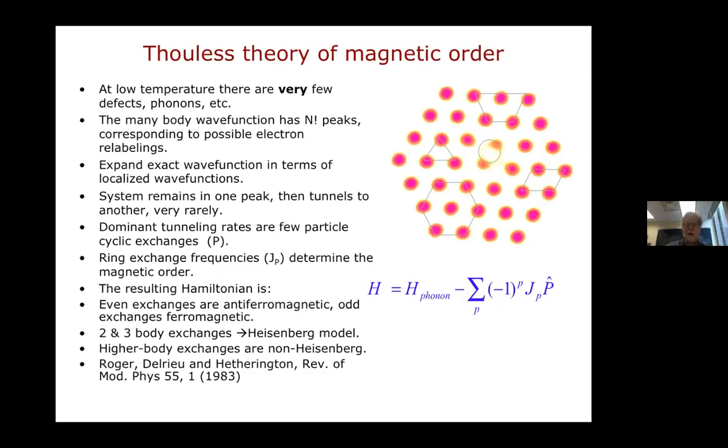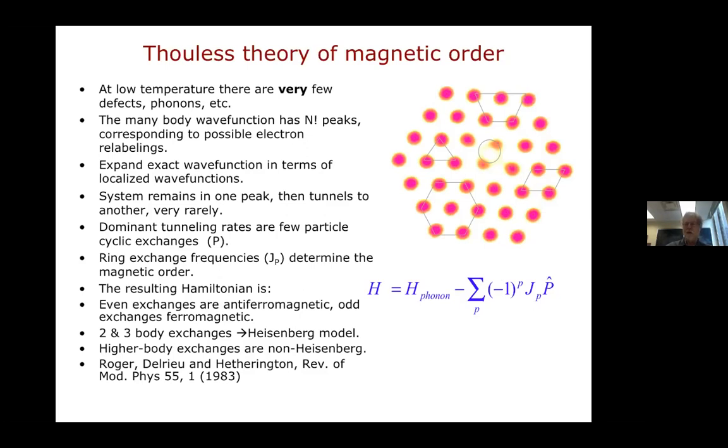And what he was able to show is that if we take these J's as the exchange frequency, then there's a sign that comes up which is even or odd, depending on whether you have an even or odd number of atoms exchanging. So even exchanges turn out to be antiferromagnetic, and odd exchanges are antiferromagnetic.